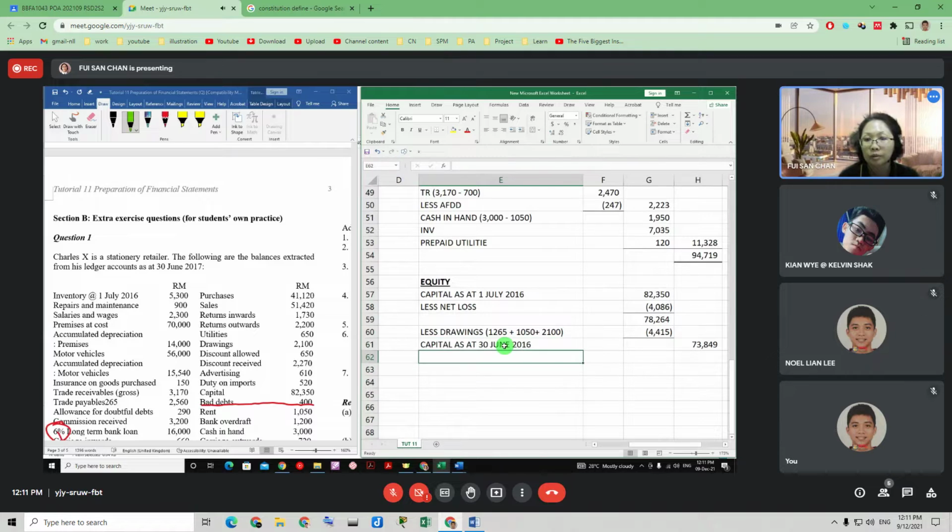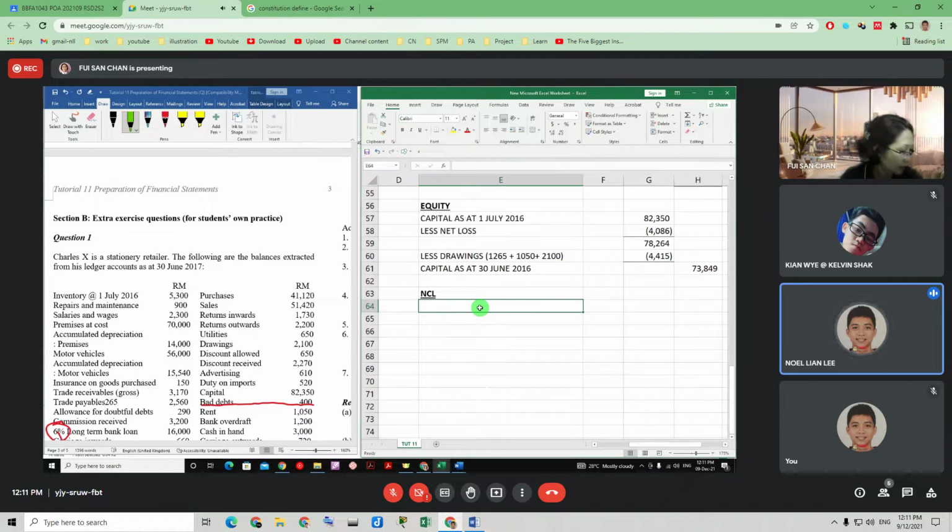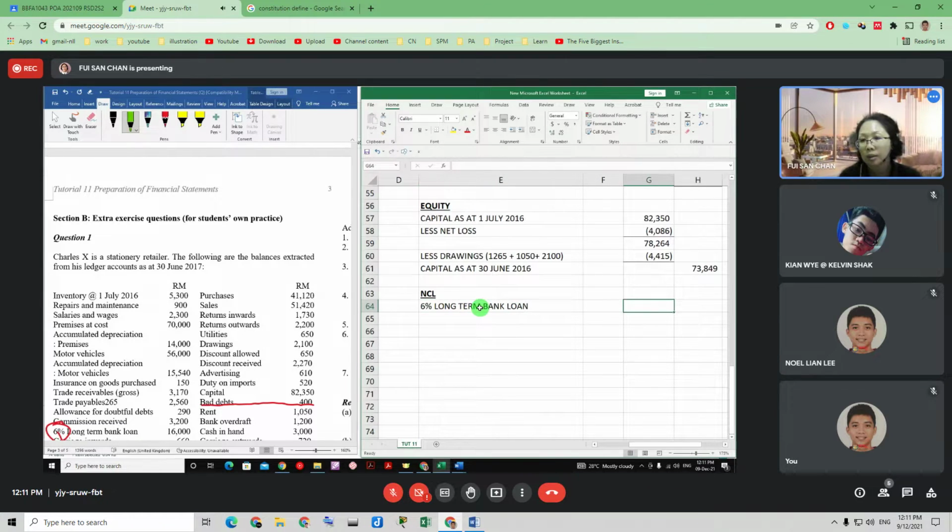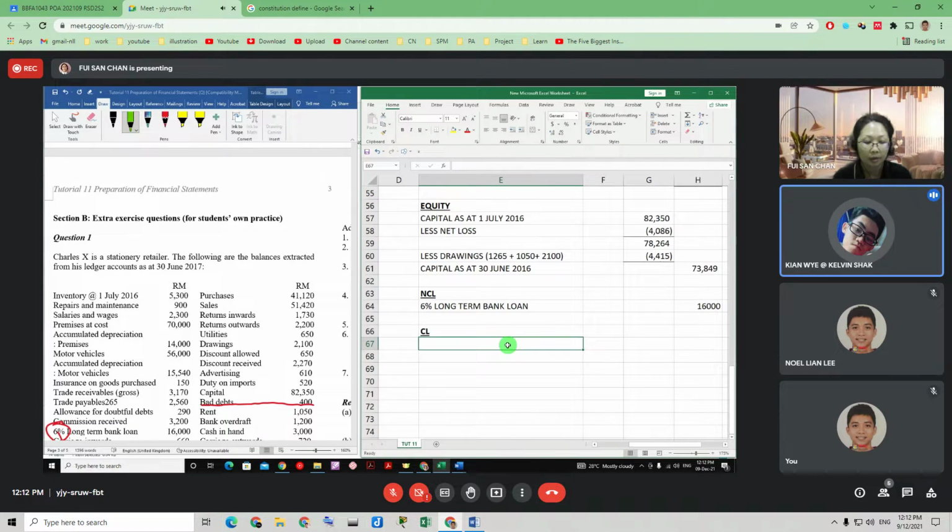Yes, 30th June. Then non-current liability. Do we have any non-current liability? The long-term bank loan. Yes, 6% long-term bank loan. So it is 16,000. Okay, that's all. Current liability. What are the items under current liability? Kevin. The trade payable, other payable, and the bank overdraft.